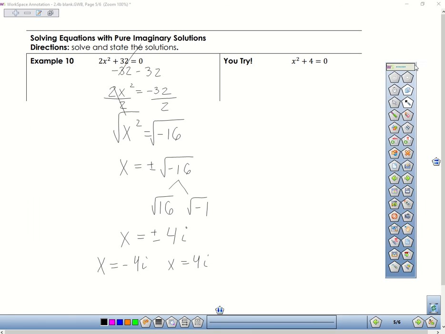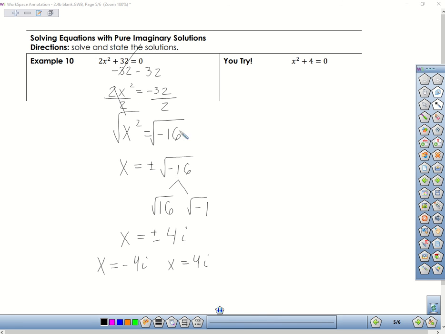And if you want to check your work, you can plug that into the equation and see if it works out. And I will show you that before we move on. So I'm going to plug in to show you. So that's going to be 2 times negative 4i squared plus 32 is equal to 0.